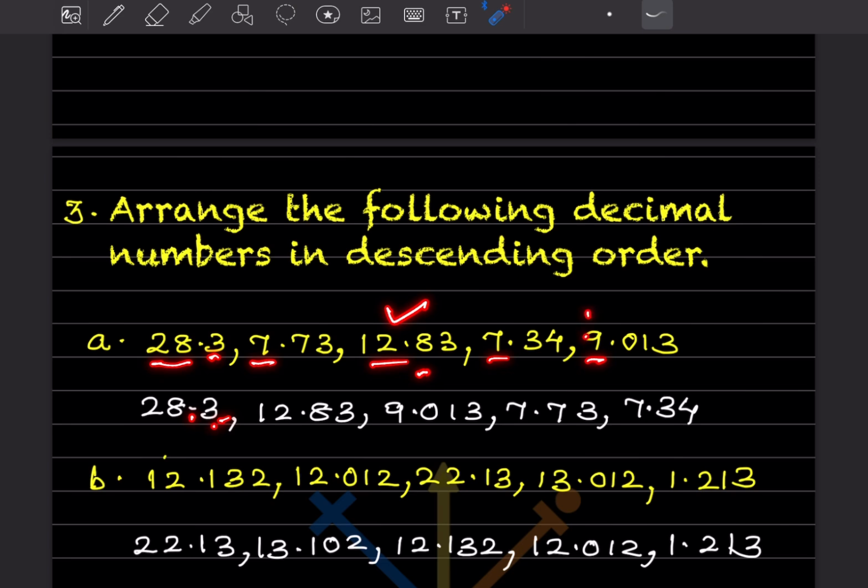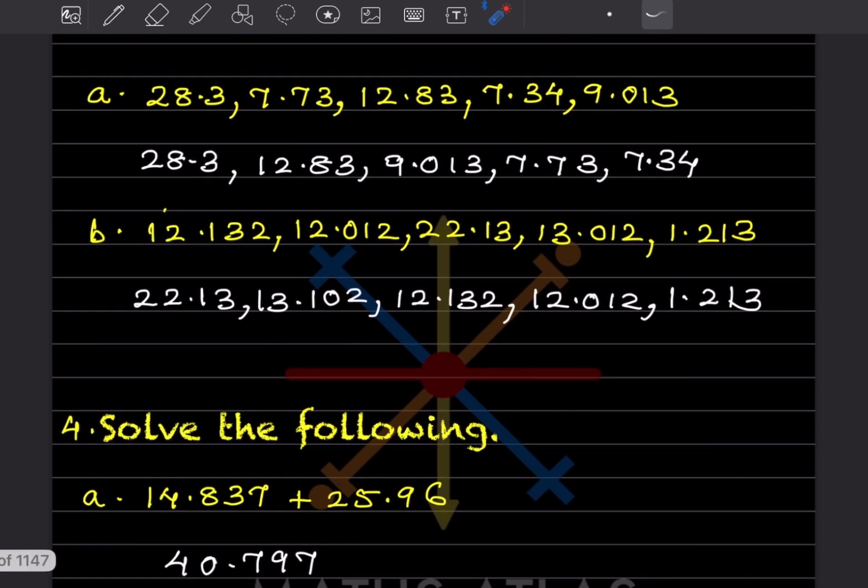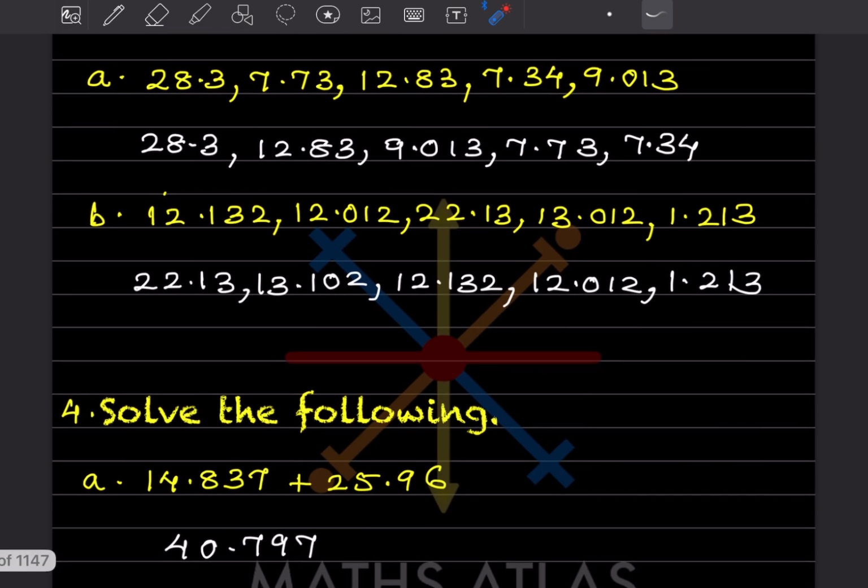Then 9.013. Then you can see both are 7 point, but then you are going to see the next number. So 0.7 and 0.3. So 0.7 is bigger, so you are going to write here 7.73 and then will be 7.34. Now for the next one, we are going to see the whole part.